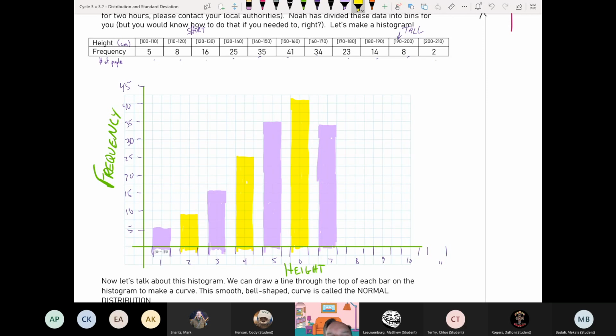And I'm just filling this out. So you'll see that I'm trying to follow the values here. So 23, for example, corresponds to right here.